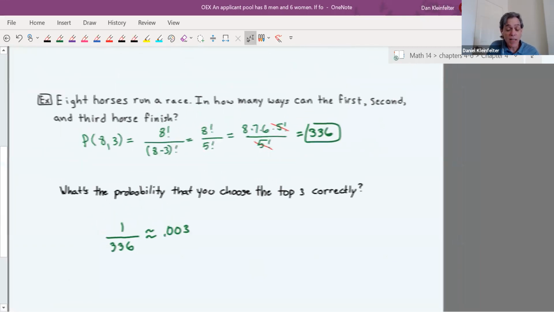It's important to make sure that you know the difference between finding the number of ways something can occur, like this 336, versus the probability, which was the 1 out of 336. Make sure that you know whether a question is asking you for a count, a number of ways something can occur, or the probability that something can occur.